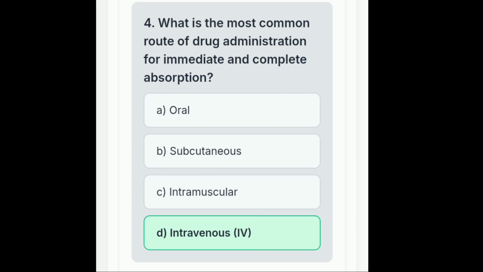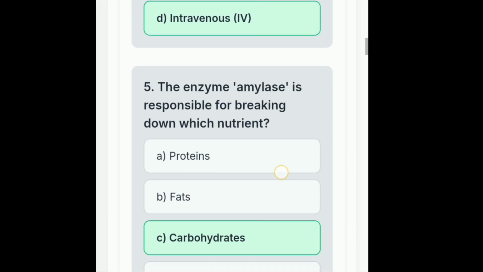What is the most common route of drug administration for immediate and complete absorption? Option A, oral. Option B, subcutaneous. Option C, intramuscular. Option D, intravenous. So intravenous is the correct answer.